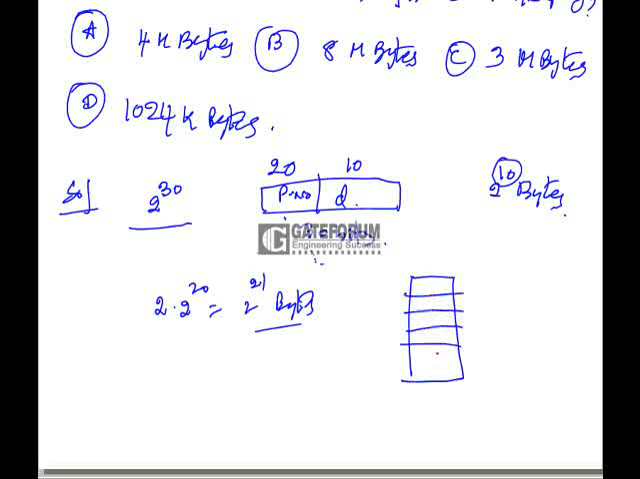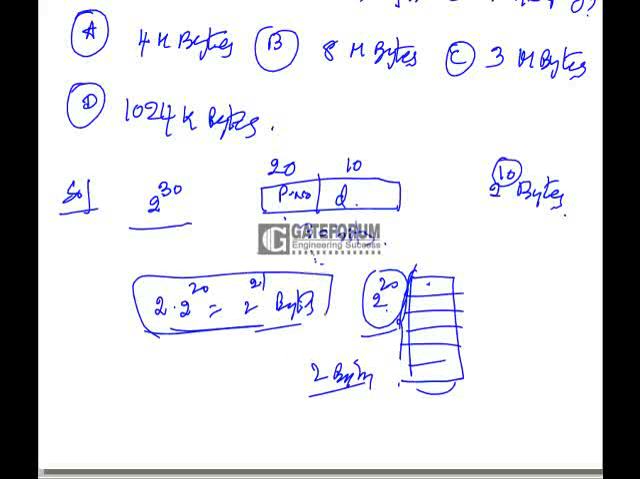Number of entries of page table is 2 power 20. Okay. The total size became 2 megabytes, which means total number of entries is 1 megabyte. In each entry, we are supposed to have 2 bytes. Then only we get this 2 megabytes of total page table size.